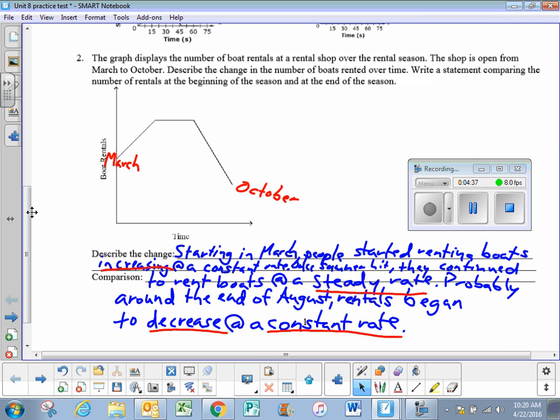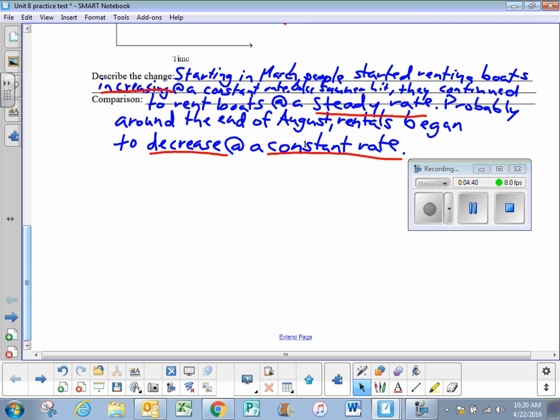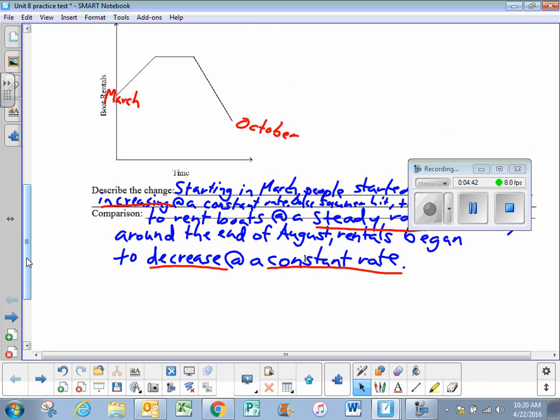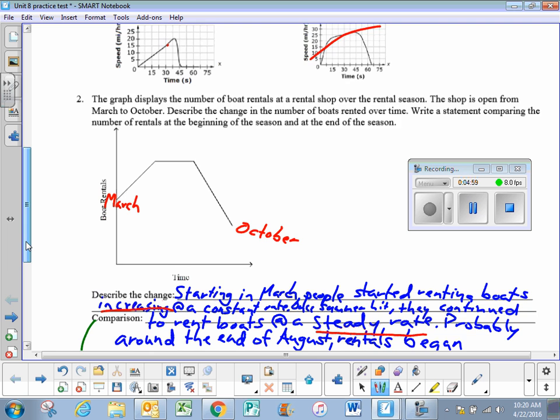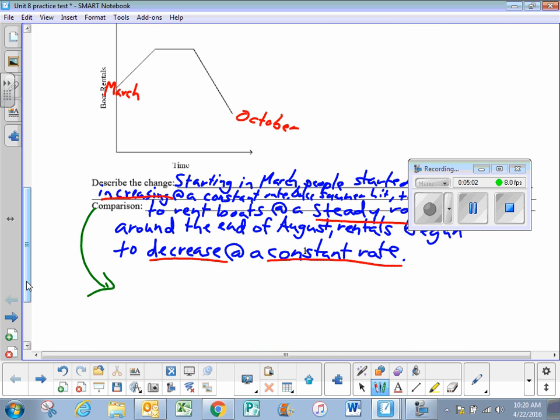Okay? All right, comparison. Now, for some reason, my 5th grade class was up in arms about this. This seemed pretty obvious to me. Remember, so the comparison here, whoever's clicking their phone, please stop. It just says, compare, just write a statement comparing the number of rentals at the beginning of the season and the end of the season. They rented more boats at the beginning than the end.